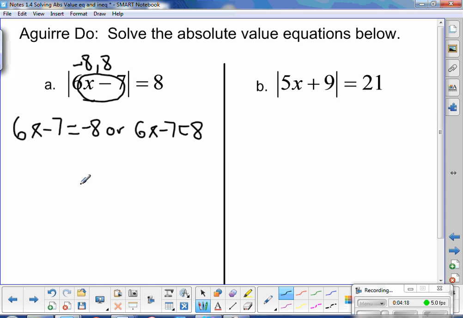First step, add 7 to both sides. So you should have a plus 7. It's not a plus sign, that's a plus sign. Plus 7, so you get 6x equals negative 8 plus 7, which is negative 1.